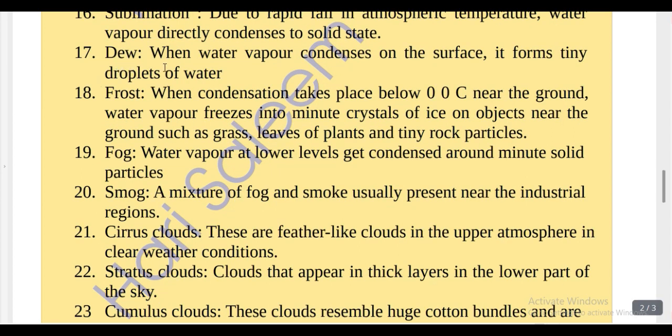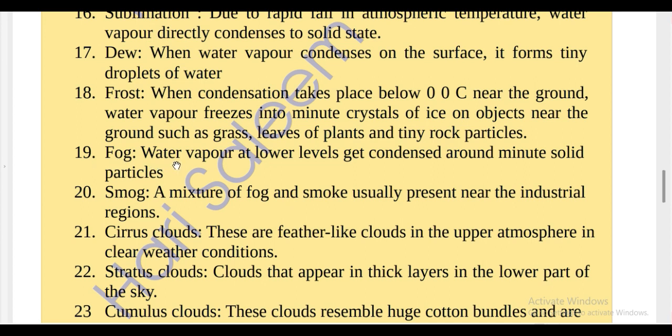Next, dew, when water vapor condenses on the surface, it forms tiny droplets of water. Frost, when condensation takes place below 0 degrees Celsius near the ground, water vapor freezes into minute crystals of ice on objects near the ground such as grass, leaves of plants, and tiny rock particles.